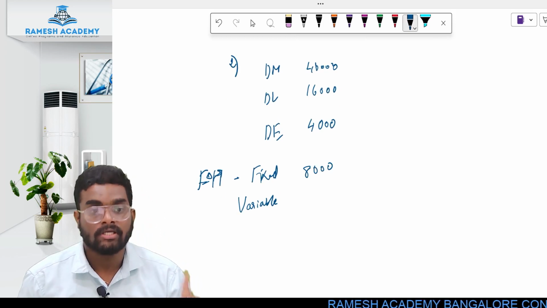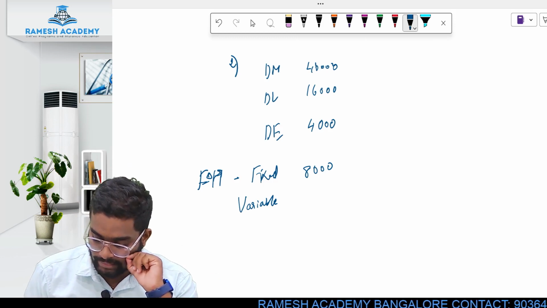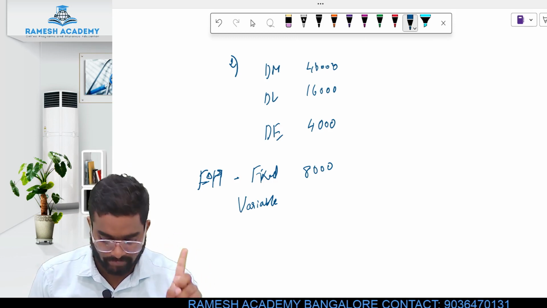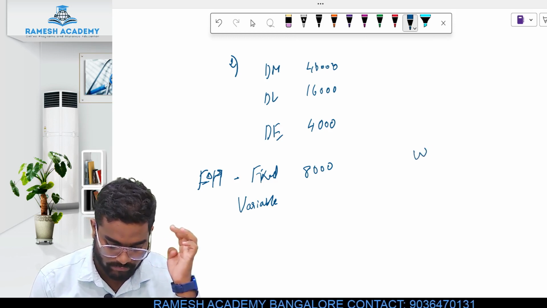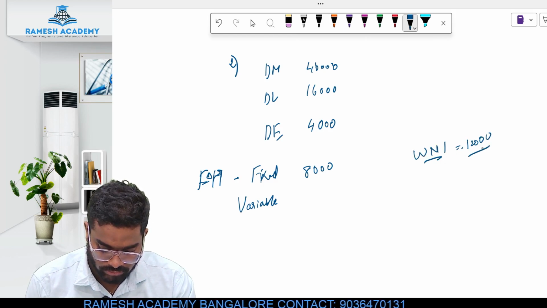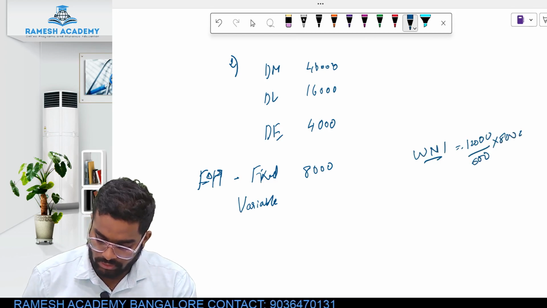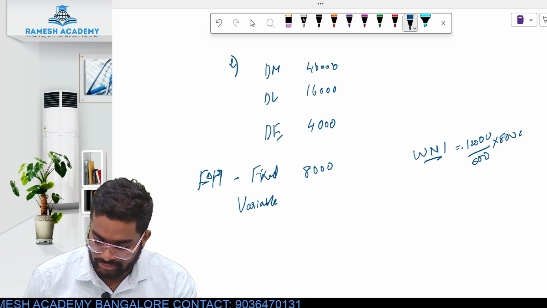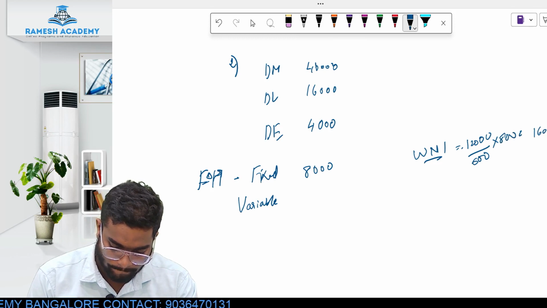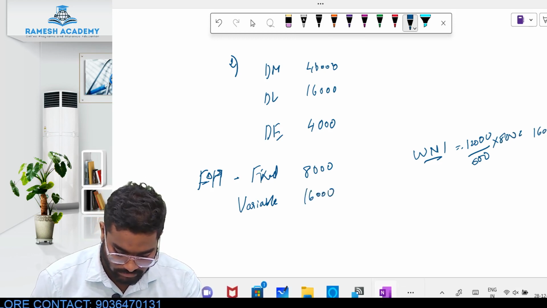So variable is 12,000, but it is for 600 units. Now we have to calculate for 800 units. If I make a working note here, 12,000 is for 600 units, and I want it for 800. So it will be 12,000 divided by 600, that is 20, into 800. It is 16,000. That I'll be writing here. Fixed overhead is done.